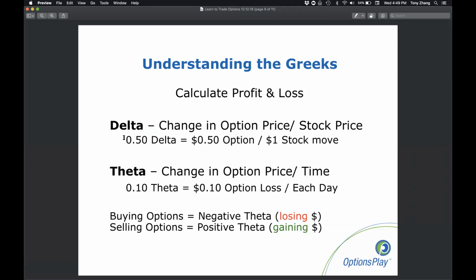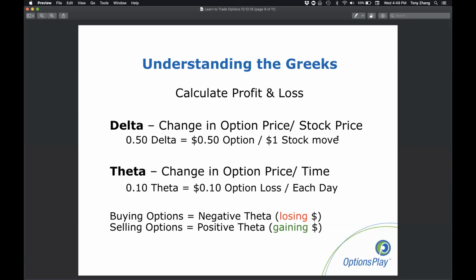So if you have a call option with a delta of 0.5, that means that the call option will rise by half the amount that the stock price rises by. So if the stock moves up by $1, you'll make 50 cents on the call contract. So it's a fairly simple concept to understand. It's just telling you how much money you'd make or lose on your option price if the stock goes higher or if it goes lower.